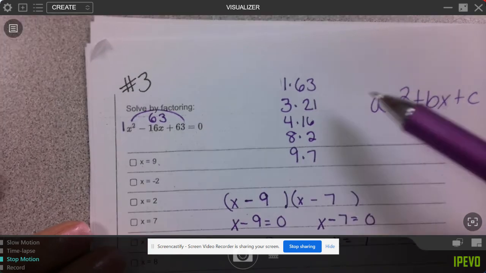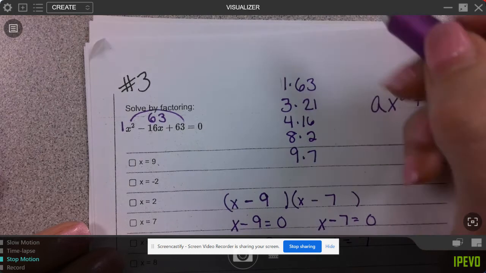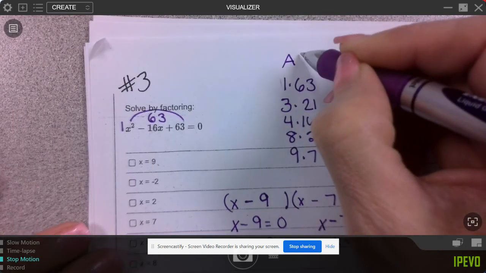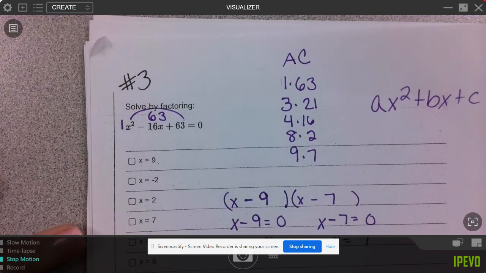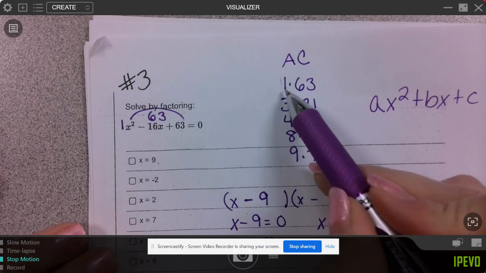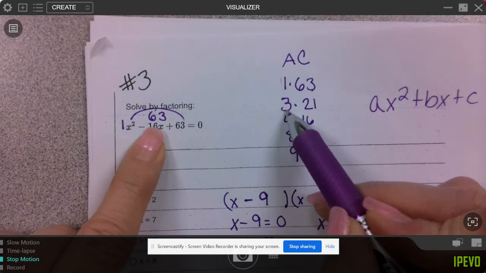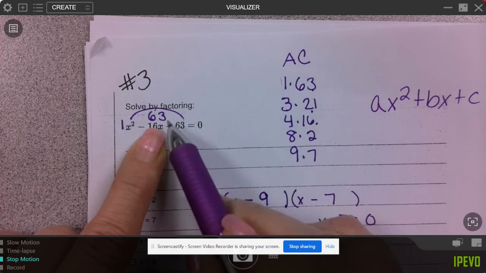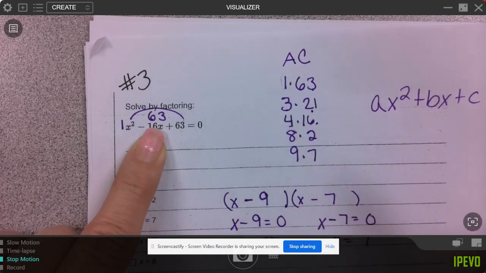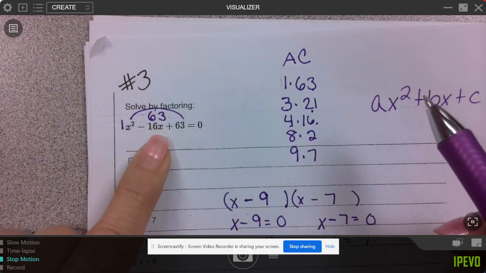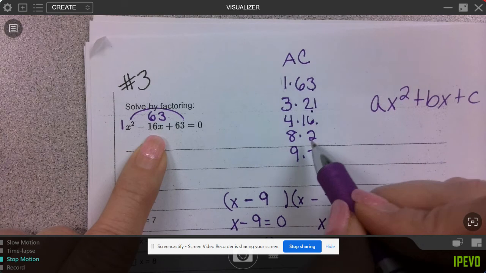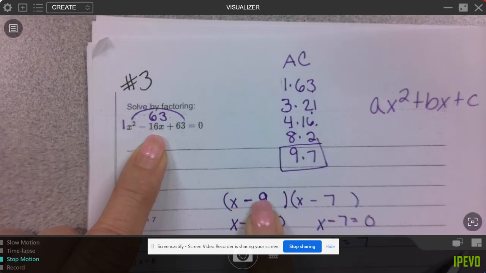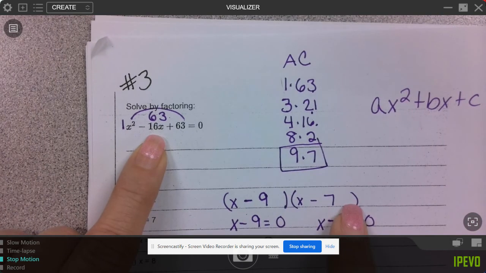So I did all the factors of a times c, and 1 times 63, 2 times 21, 4 times 16. They all gave me AC, which is 63, but I had to find the numbers that would add up to 16, and I got 9 and 7. 9 plus 7 gives me 16.